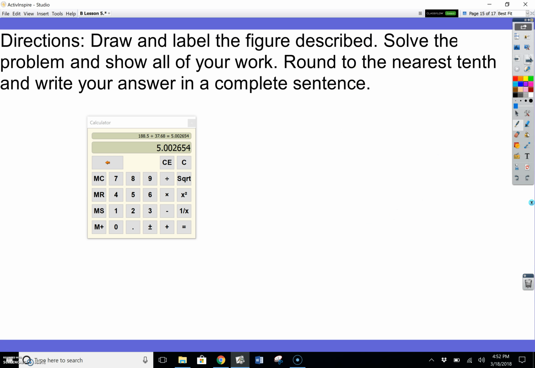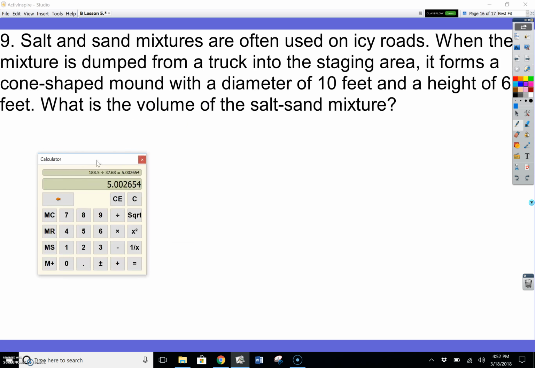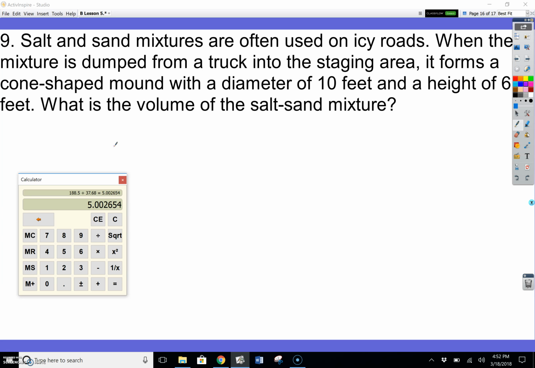All right, so let's go ahead now and look at this. We've got 2 more. It says salt and sand mixtures are often used on icy roads. When the mixture is dumped from a truck into a staging area, it forms a cone-shaped mound with a diameter of 10 feet and a height of 6 feet.